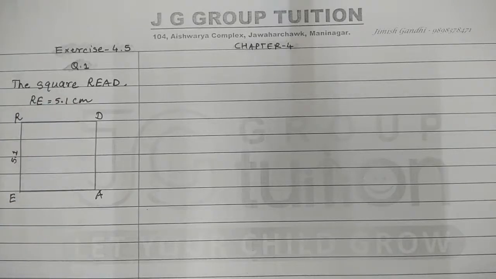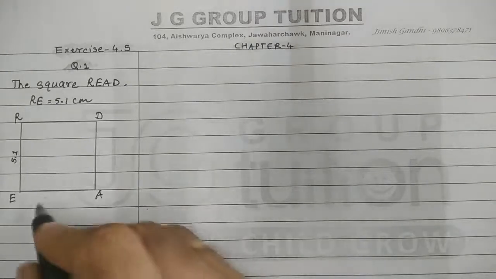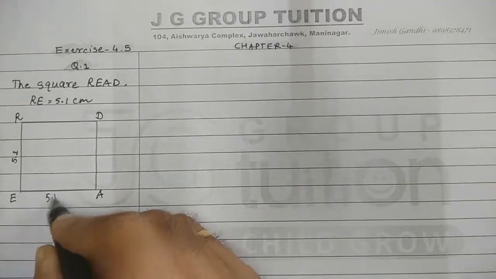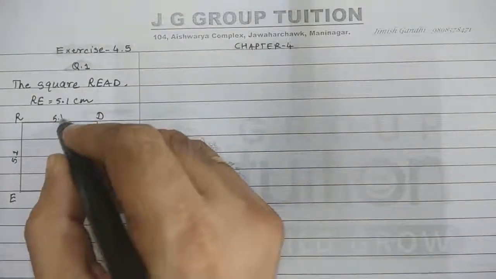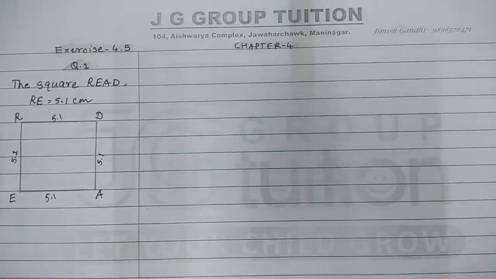As it is a special type of quadrilateral and it is a square, again we have to recall all the properties of the square. As we know, a square has all sides equal, so the length of all the sides will be the same, and that is 5.1. We don't have the diagonals, so obviously we are going to use the method which we have done in the previous exercise.